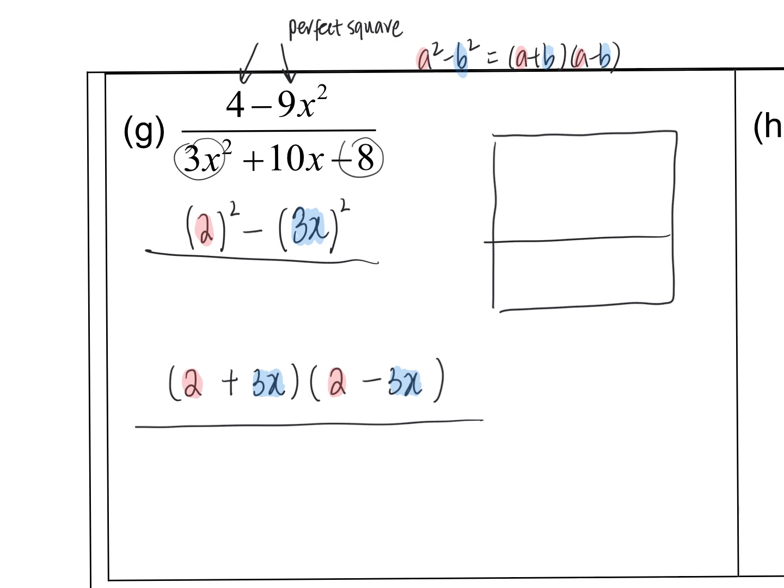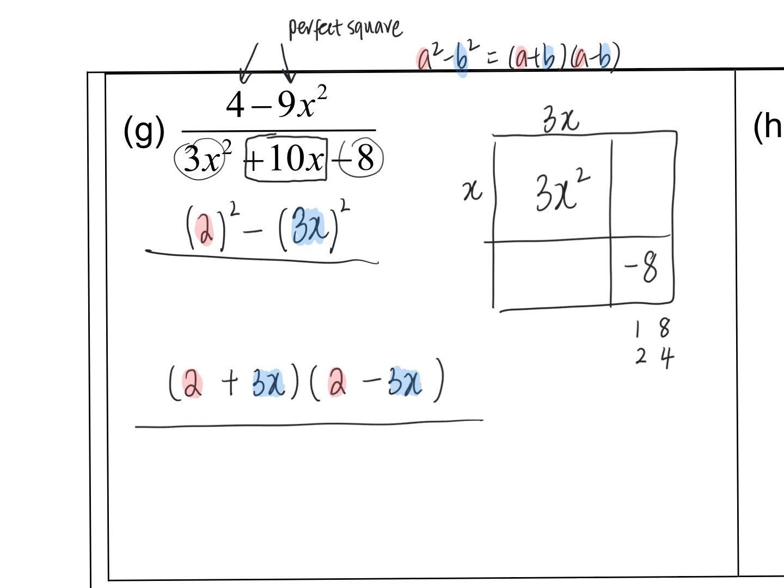Okay, so I ask myself, the first one, 3x squared must go here. So one must be 3x, one must be x, the length and the breadth. Then I have a minus 8 here. So I have a few numbers to think about, 1 and 8 and 2 and 4. So I need to decide what is the dimension of that rectangle so that eventually I must get 10x.